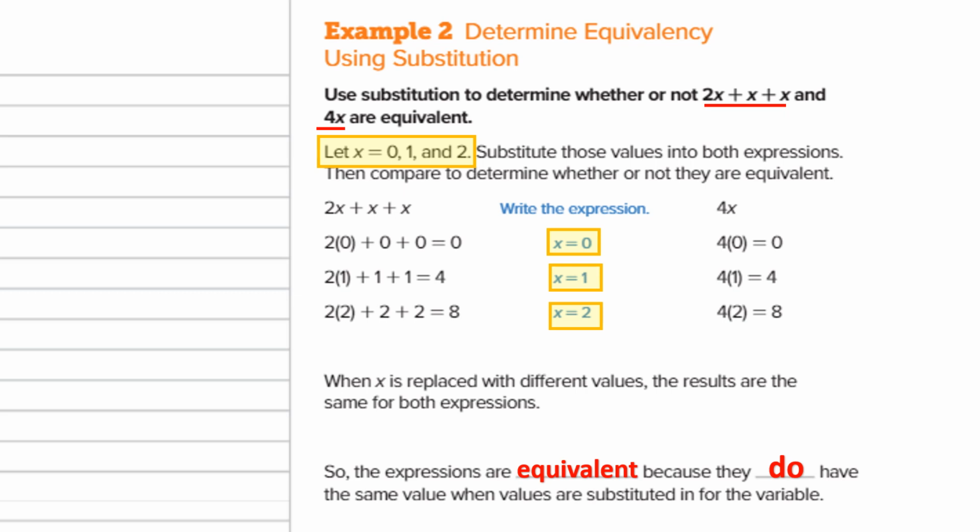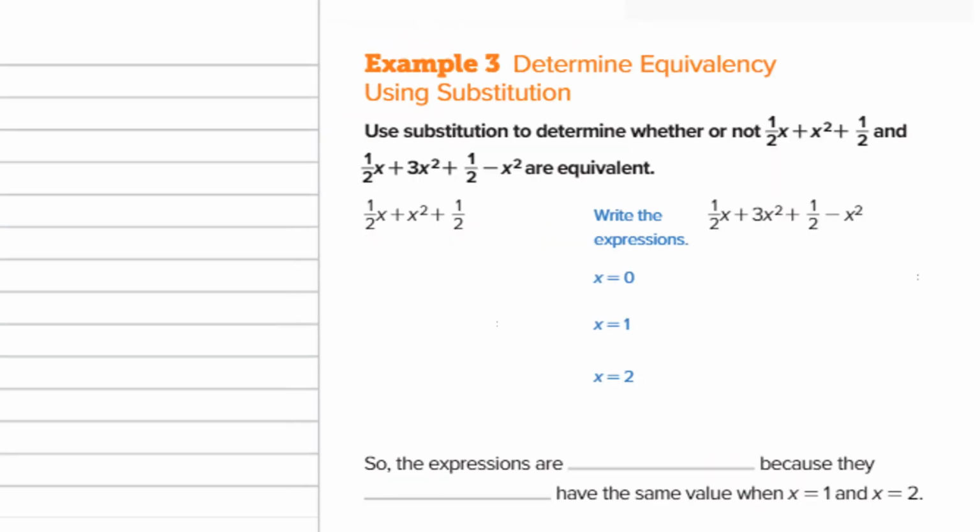for the variable. If you get a question, hint, hint, that asks, well, can you explain why they're equivalent or they're not equivalent? This would be a good explanation as to why they are equivalent. They're equivalent because they have the same value when substituting in for the variable. All right, so now we're going to take it a step further.